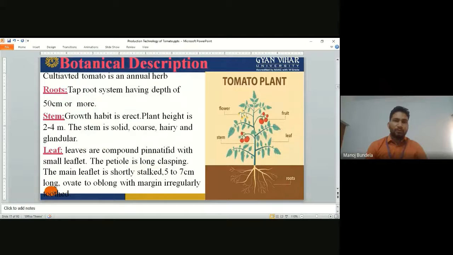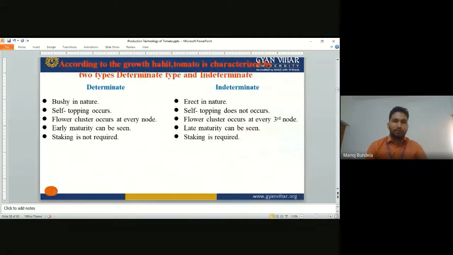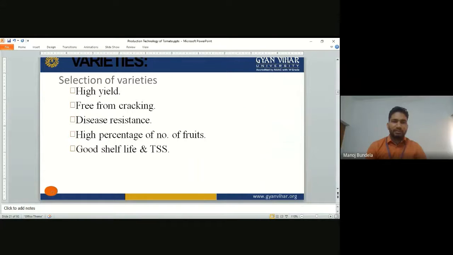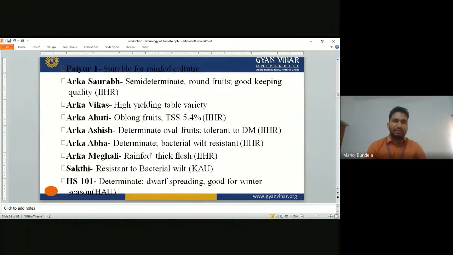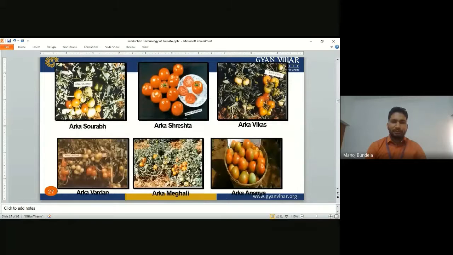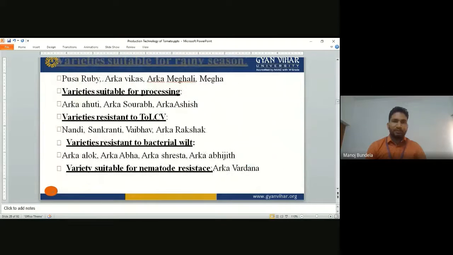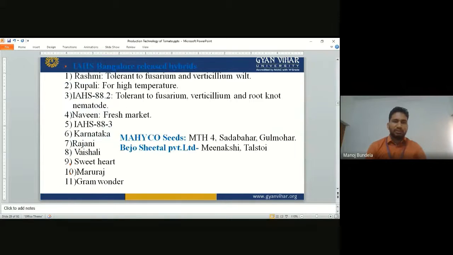the tomatoes, botanical description of the tomatoes, flowers, and according to growth habit, there are two types of tomatoes. We also discussed varieties. In varieties, we discussed all these varieties. These are the diagrams of varieties. Then rainy season varieties resistant to biotic and abiotic stress. That we also discussed, and we will start from here.